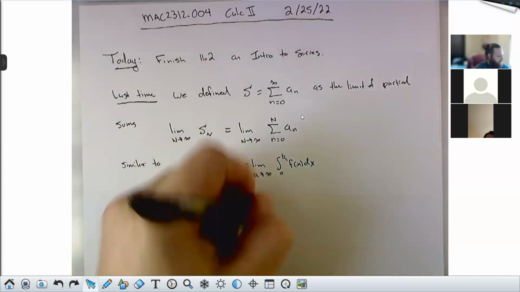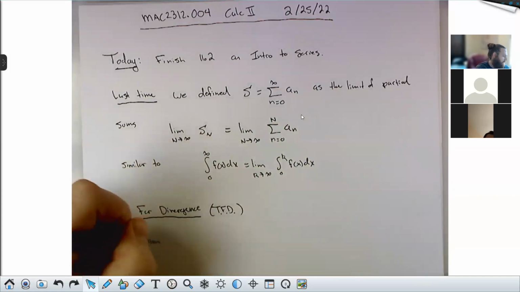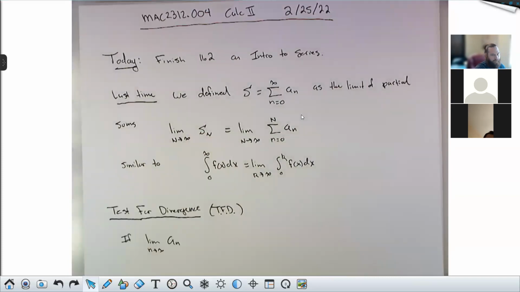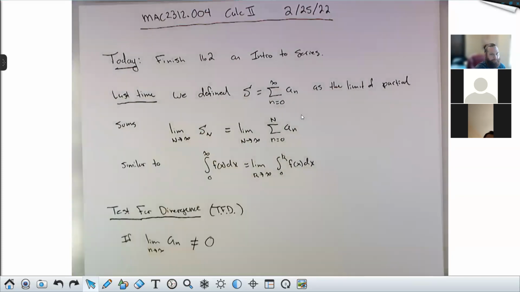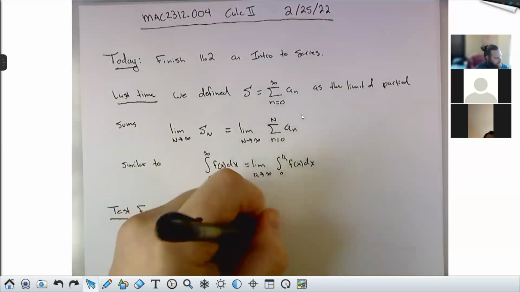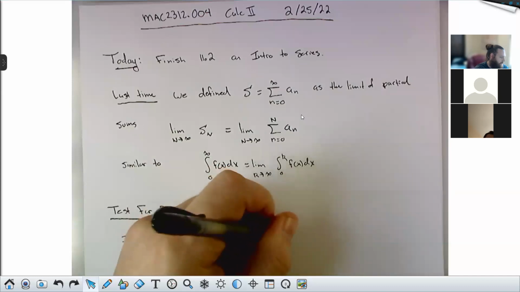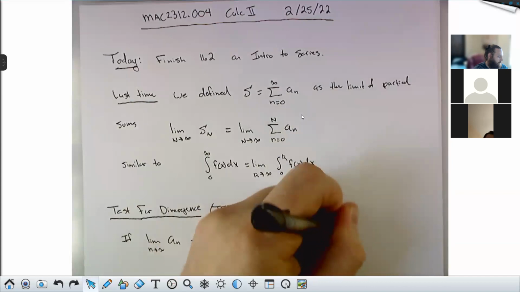What this says is if the limit as n goes to infinity of a_n is anything other than 0, then the series sigma n from 0 or wherever to infinity of a_n must diverge.